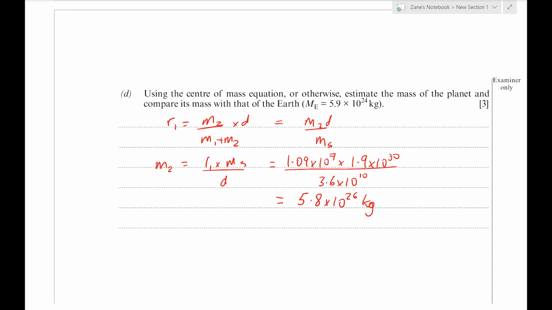Anyway, we've got to compare this to the mass of the Earth, and if we look at the two figures, the mass of the Earth is 5.9 times 10 to the 24, this is 5.8 times 10 to the 26. So basically what we're saying here is that the mass of the planet is nearly 100 times the mass of the Earth. It's much heavier, or much more massive I should say, than the Earth.